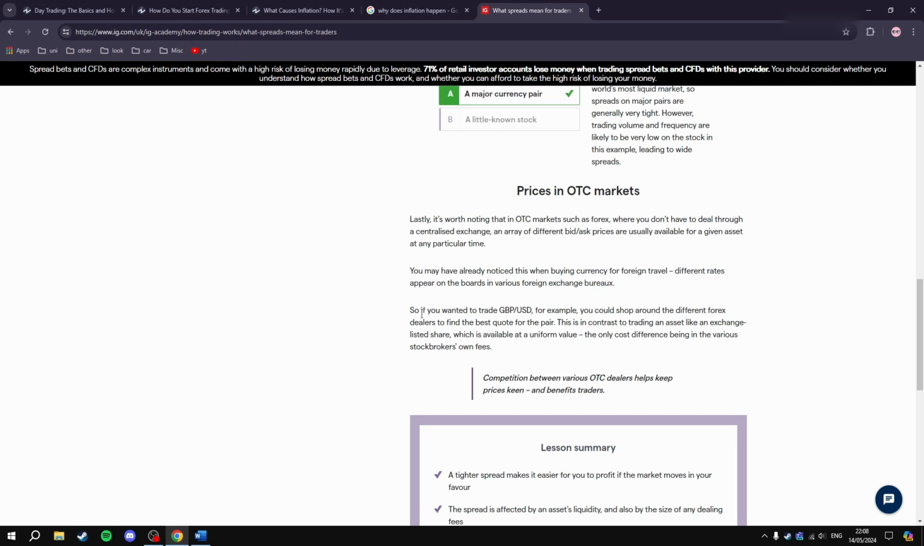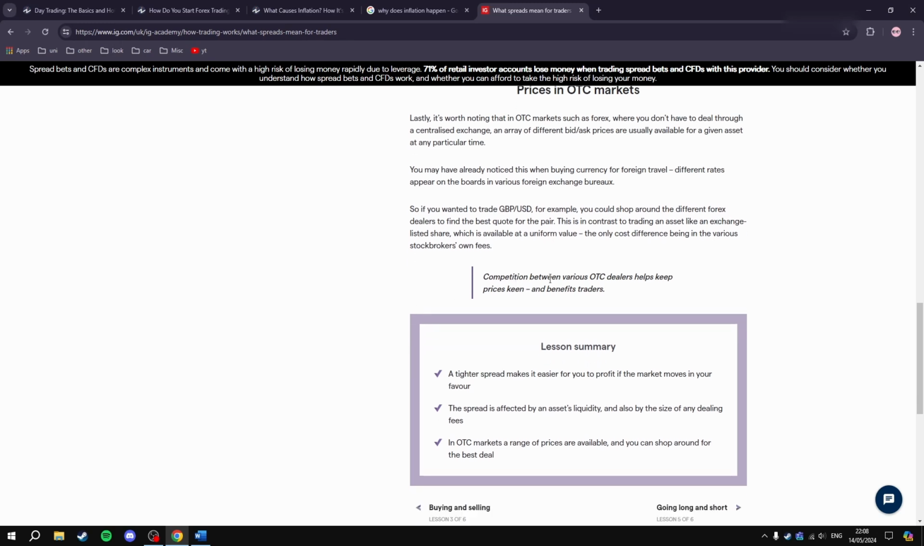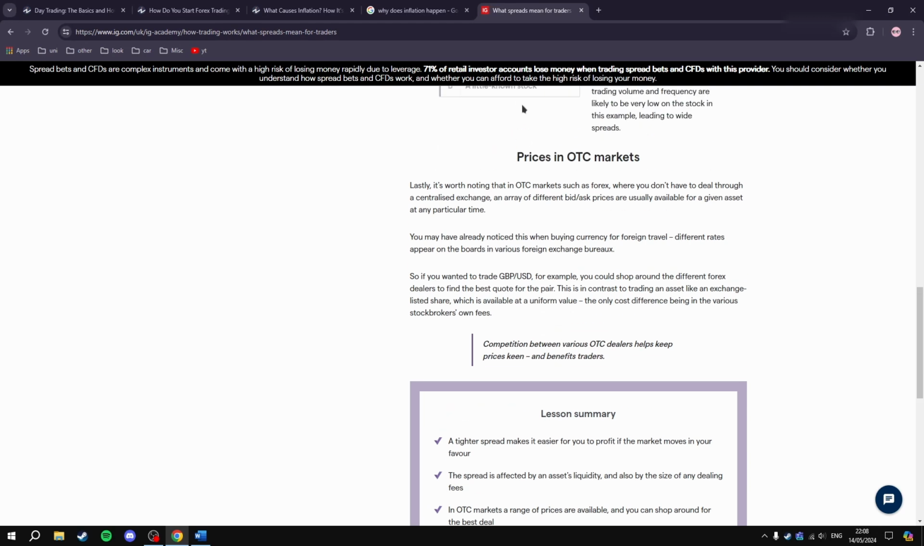This is in contrast to trading an asset like an exchange-listed share, which is available at a uniform value, the only cost difference being in the various stockbrokers' own fees. Competition between various over-the-counter dealers also helps keep prices keen and benefits traders.